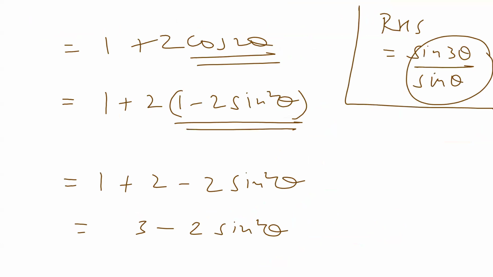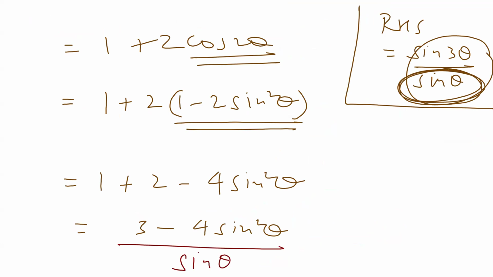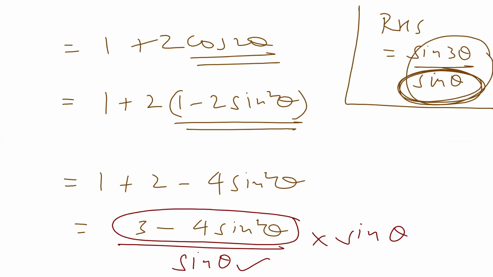So this should be 4. Sorry, 2 into 2, this should be 4. Now take a look at the RHS. There is sin theta in the denominator. So in this particular step, I'm going to divide by sin theta and multiply by sin theta because we require sin theta in the denominator. Okay, so after simplification, I divided by sin theta, I multiplied by sin theta.